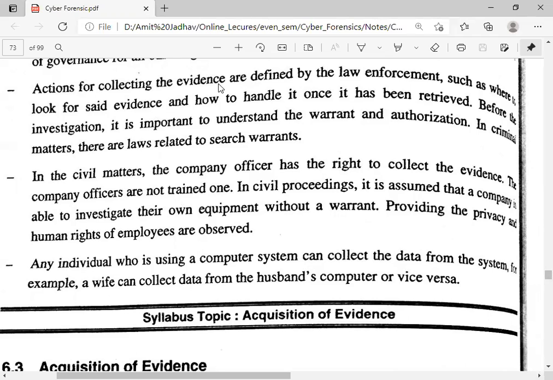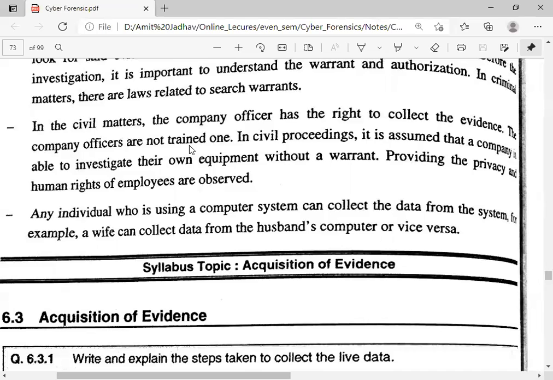Actions for collecting the evidence are defined by law enforcement, such as where to look for said evidence and how to handle it once it has been retrieved. Before the investigation, it is important to understand the warrant and authorization. In criminal matters, there are laws related to such warrants. So there are some procedures to collect the evidence and put it into the court. The evidence that is received must be authenticated, and the importance of warrant and authorization is there.